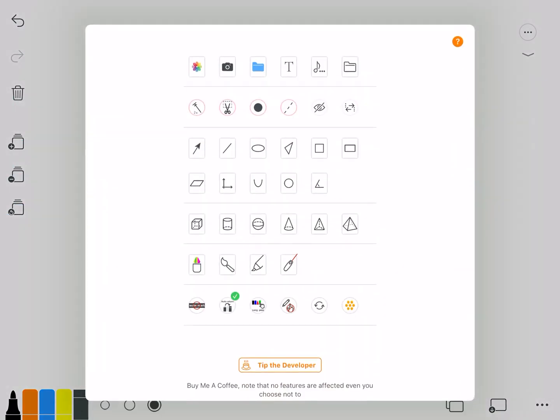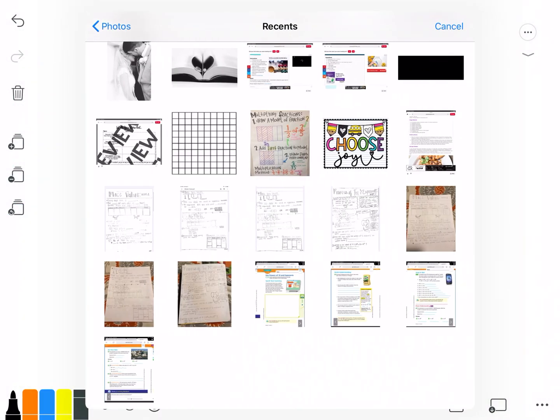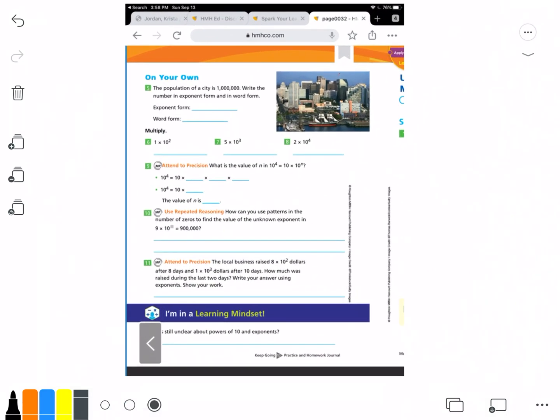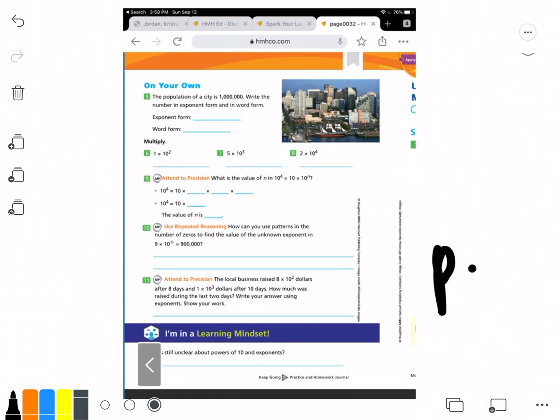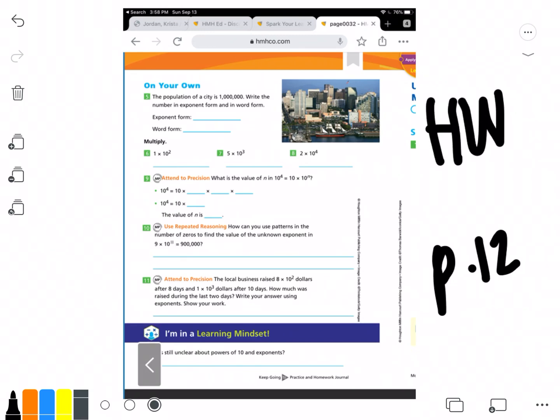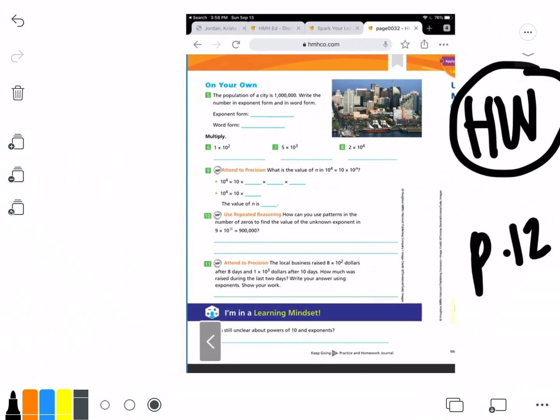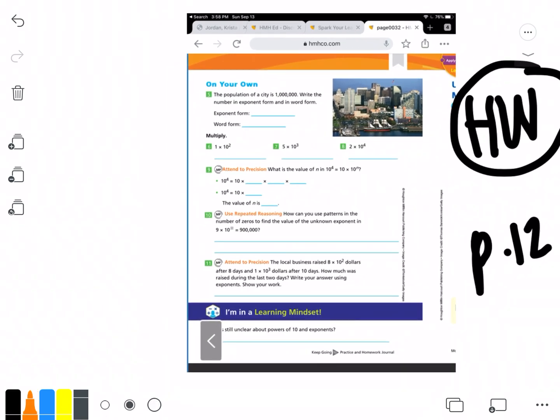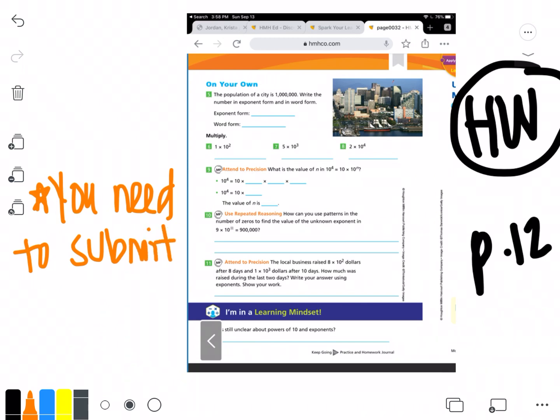Then page 12, I'm going to add in here. Because page 12 is your homework page. And this is actually the page that you will submit. You need to submit this today by the end of the day, because I'm going to look at this page. You need to submit it on Schoology if you didn't know that. I'm going to use this page to see what you know and what you don't know and what you still need some help with. That was pretty much our full lesson.